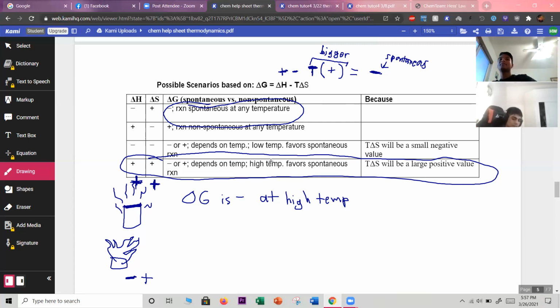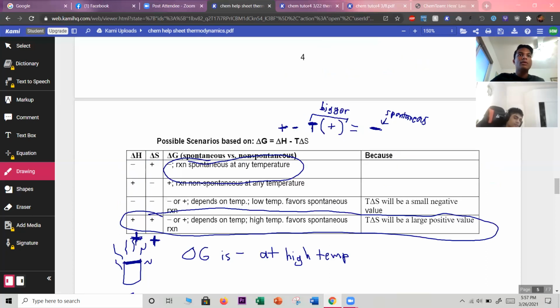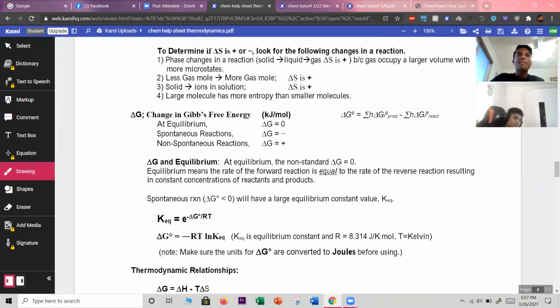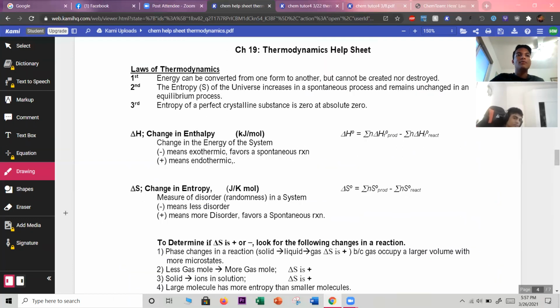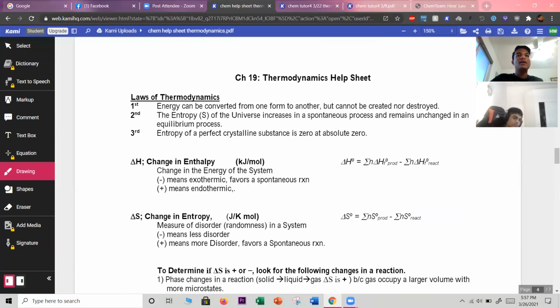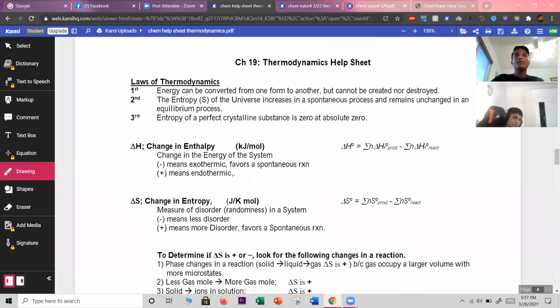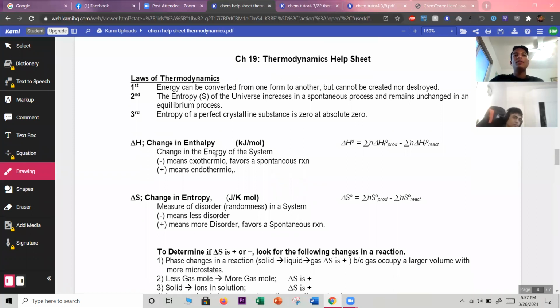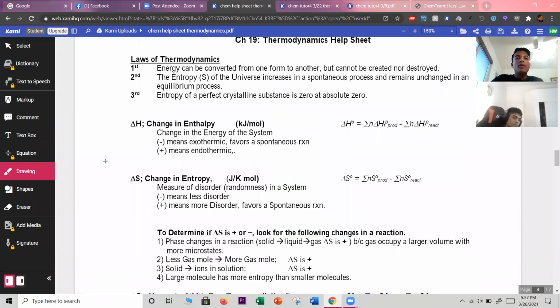Everything here? Yeah, so it's pretty easy. You just match it with the row and you just copy it. So that right there is Gibbs free energy. Okay, let's go up. Change in entropy. This section tells you exactly how to do everything. Change in enthalpy, exothermic, endothermic, you know that. Change in energy.